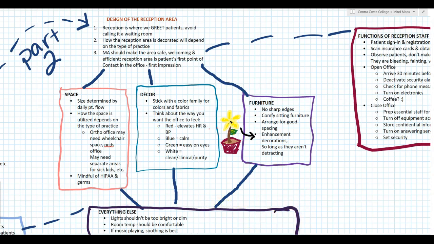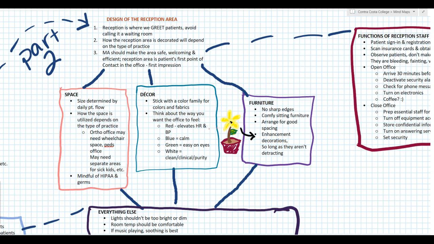The reception area is where we greet patients, and we want to try to avoid calling it a waiting room because waiting implies that it's an inconvenience to them, and it is, that's a fact. But we want to make it more of a welcoming area rather than an inconvenient area for the patients.